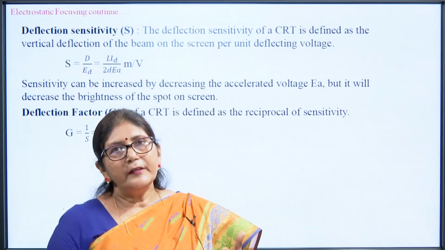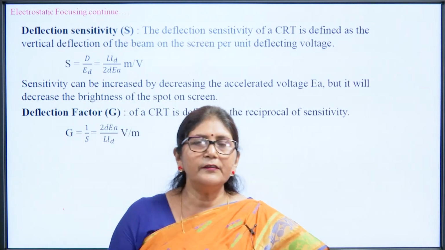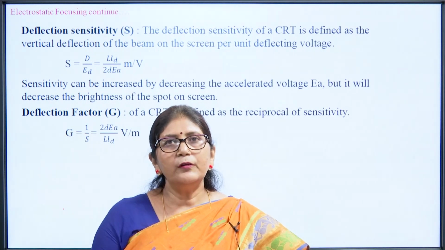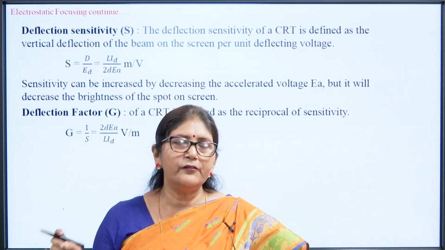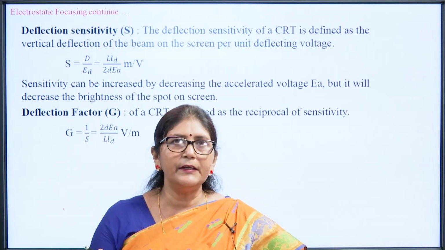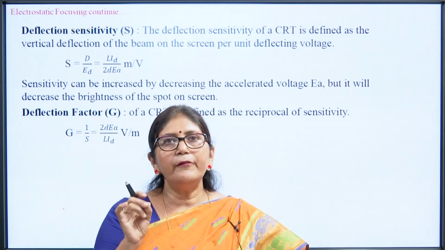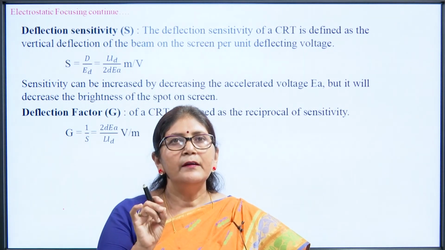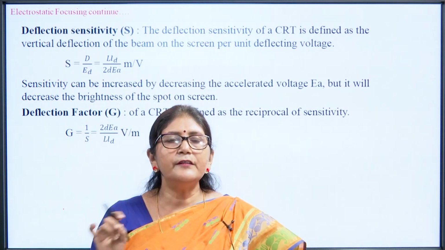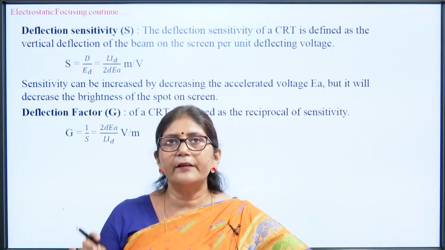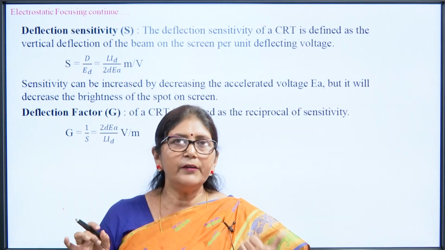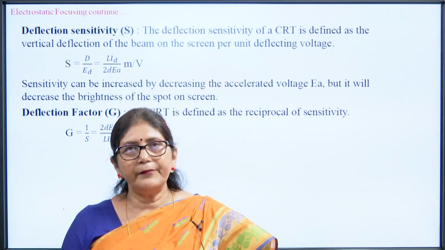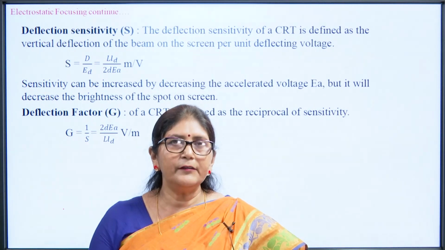There are two more terms, one is the deflection sensitivity. The deflection sensitivity of the CRT is defined as the vertical deflection of the beam on the screen per unit deflection voltage. So S is equal to D by Ed, and if we put the value of D by Ed, we will get L Ld by 2 d Ea. Sensitivity can be increased by decreasing the accelerating voltage Ea, but it will decrease the brightness of the spot on the screen. Then the deflection factor is 1 by S, and we will get the deflection voltage.